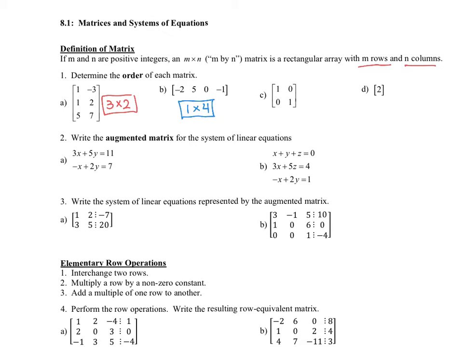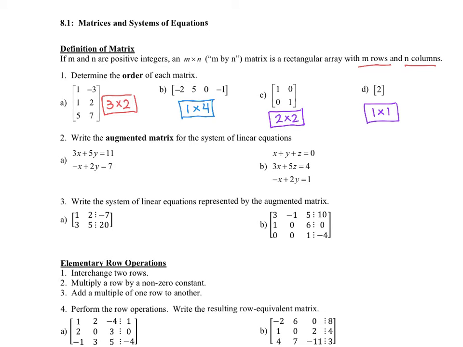For C, it has 2 rows, 2 columns. So it's a 2 by 2 matrix. And then for D, it has 1 row and 1 column, so this is considered a 1 by 1 matrix. Okay, so if they're asking for order, they're asking for the size and they want it to be rows by columns.